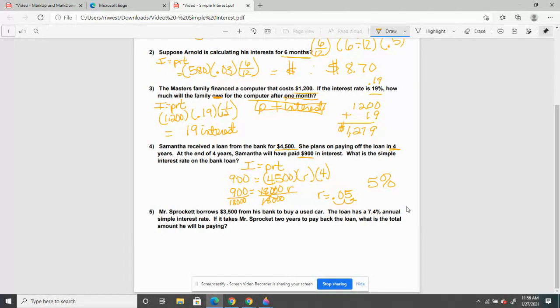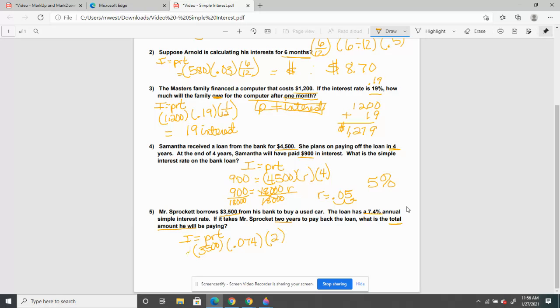All right, and number 5, Mr. Sprocket borrows $3,500 from his bank to buy a used car. The loan has a 7.4% annual simple interest rate. If it takes Mr. Sprocket 2 years to pay back the loan, what is the total amount he is paying? So that's going to be the interest plus the principal. So let's calculate the interest. I equals PRT. The principal is $3,500. The rate is 7.4%, so we want to make it a decimal. 2 to the left, 0.074, and it's 2 years.